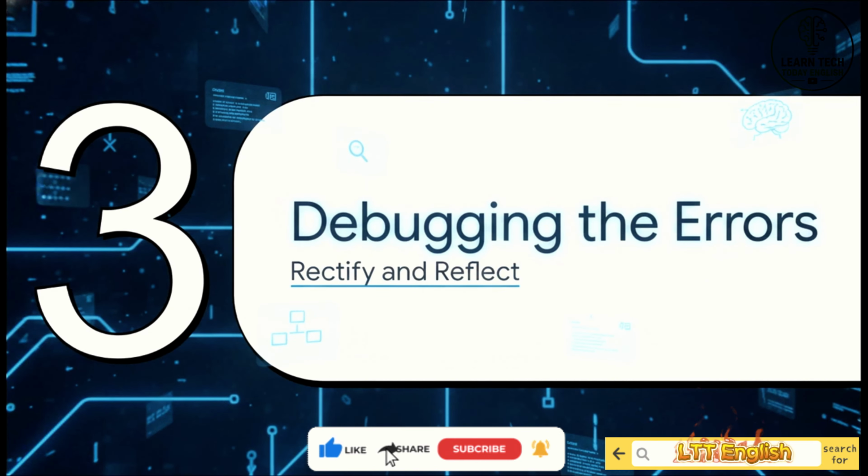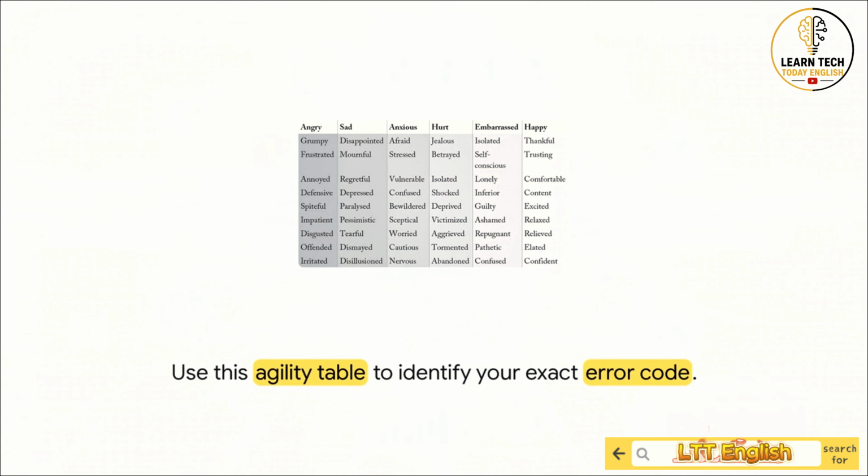Next up is step 3, debugging the errors, which brings us to our second R, rectify and reflect. Instead of wallowing in a system crash of passive regret over a past mistake, we have to become proactive. We need to actively debug the error. And to do that, you must first accurately label it using high emotional agility. You've got to move beyond basic labels like just sad or angry to pinpoint the exact data of your frustration. Are you actually angry or are you feeling alienated? Accurately labeling the emotion is exactly like finding the precise line of broken code.